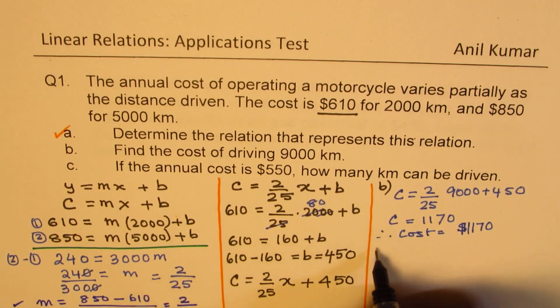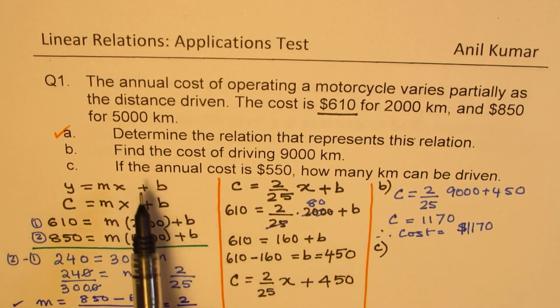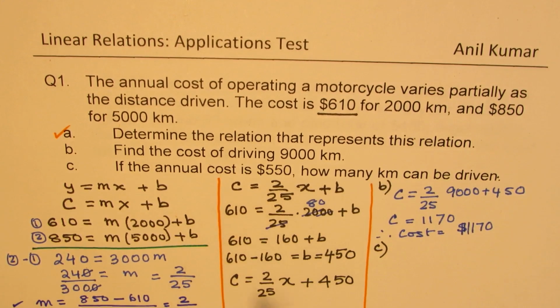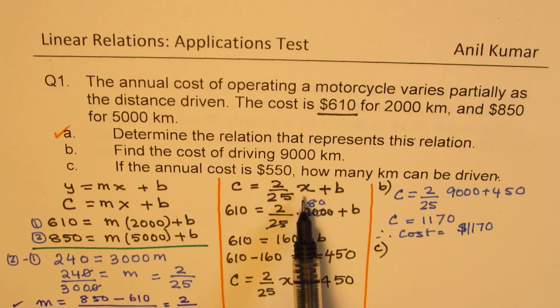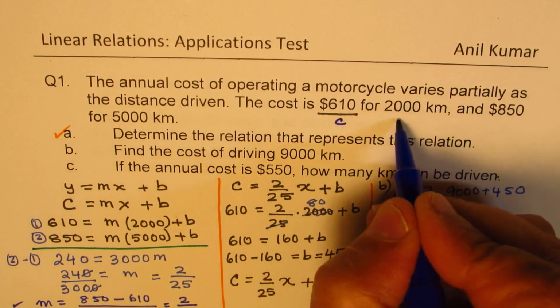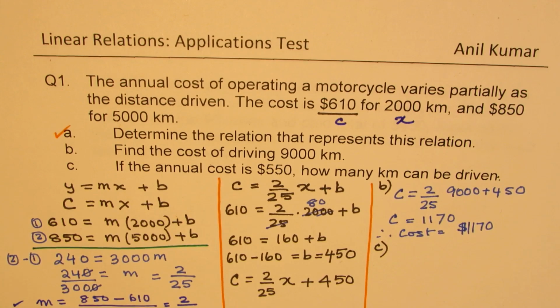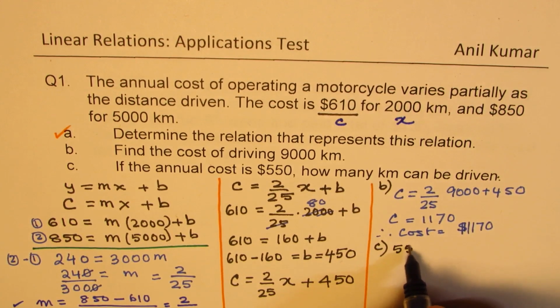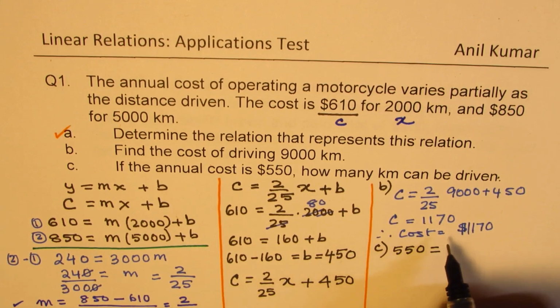Now for part C, if the annual cost is $550, how many kilometers can be driven? So x is the number of kilometers it can be driven, right? The way we defined our variables, we said let the cost be c and this be x, correct? So x is the number of kilometers. The cost is given to us as 550, so we'll put 550 on this side.